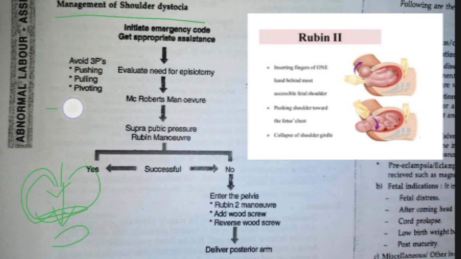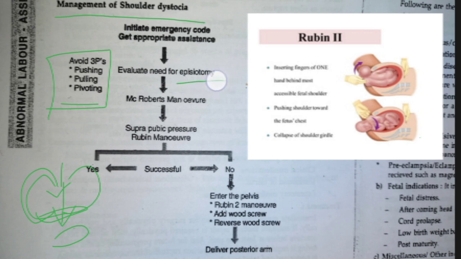First, we need to stop these three things. We need to stop the push technique because it causes injury to the mother and the baby. The pull technique is also stopped. And pivoting is trying to rotate the baby, trying to change the position of the baby by rotating. That also causes injury. We need to stop these three things.